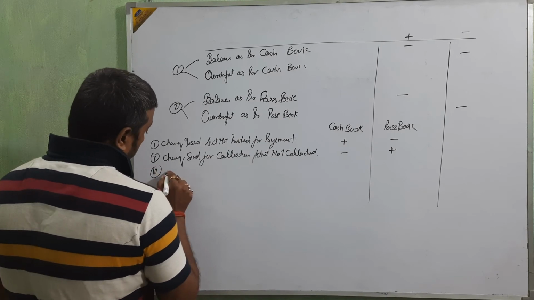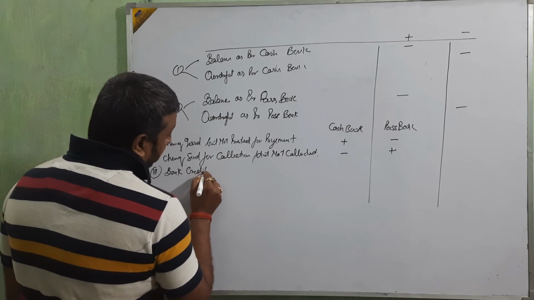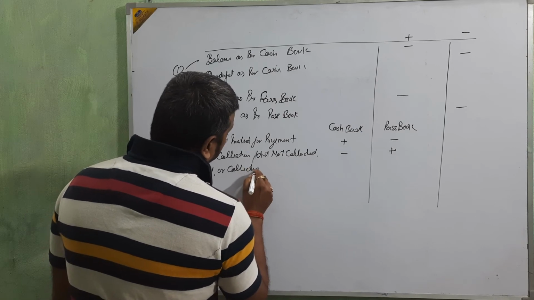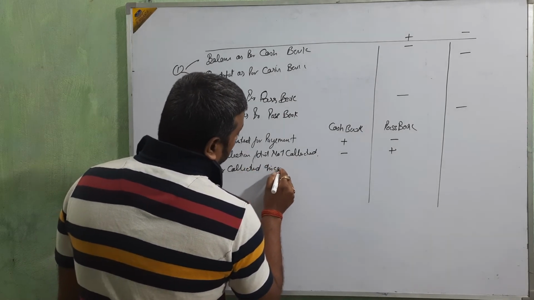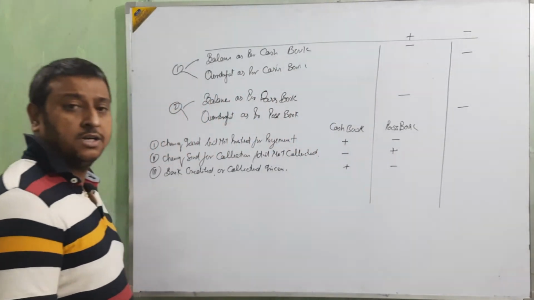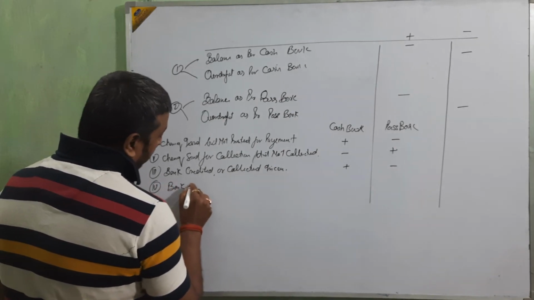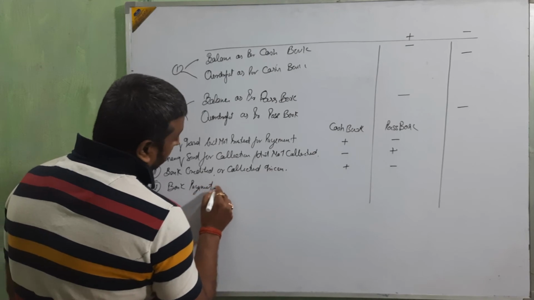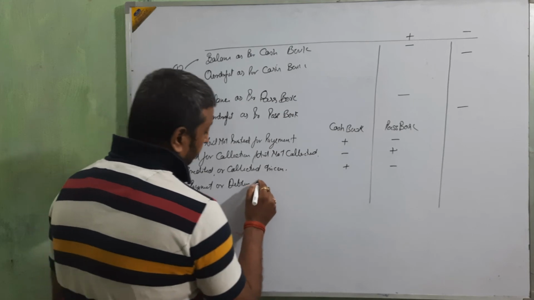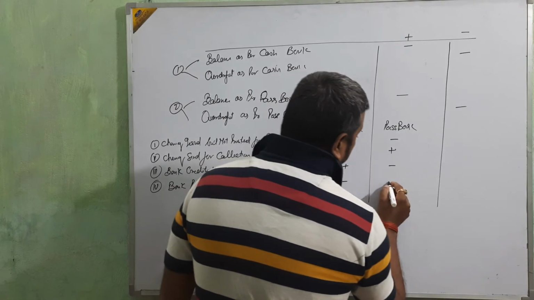Third, bank credited or collected income. Then here add, and in the case of passbook minus. Fourth, bank payment or debited charge or expense: here minus and here plus.